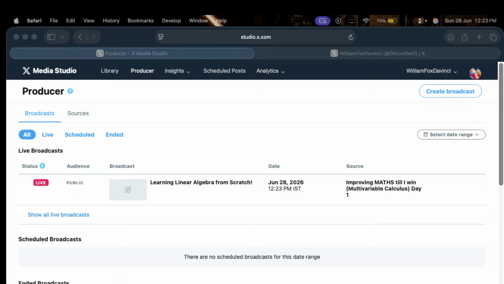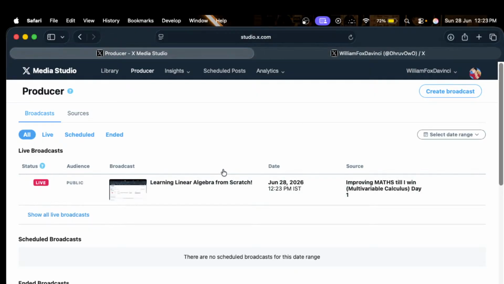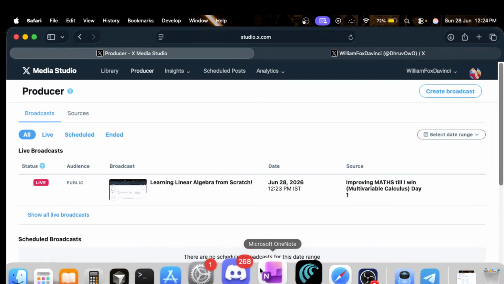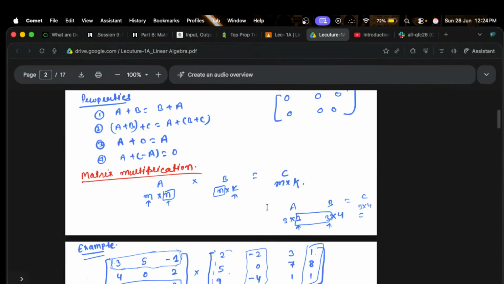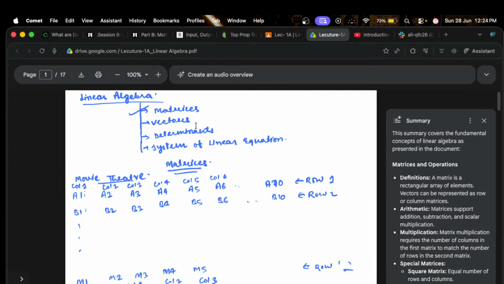Okay, probably I am live and I do have some goals for today. So it's basically linear algebra. So let's head on to this. I'm already learning vector determinants.